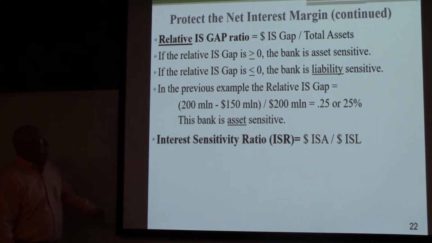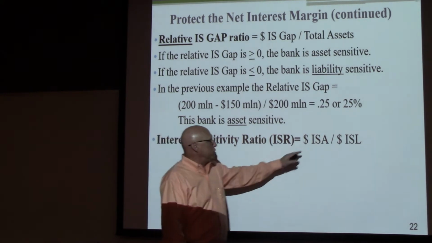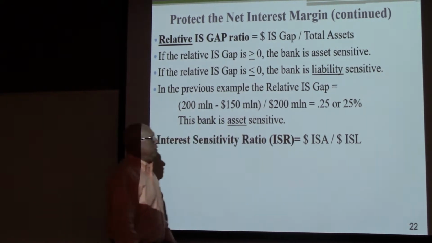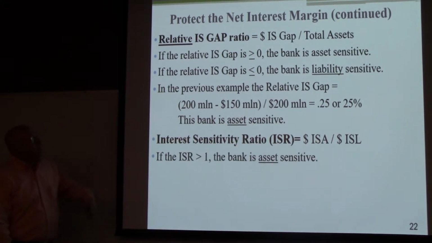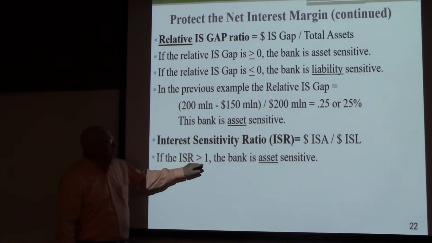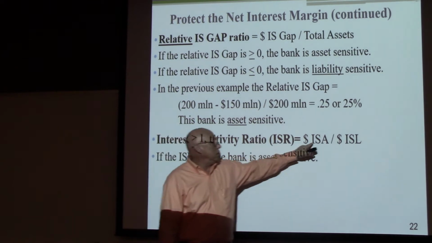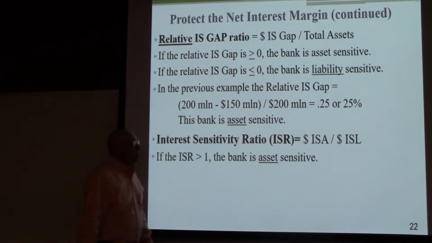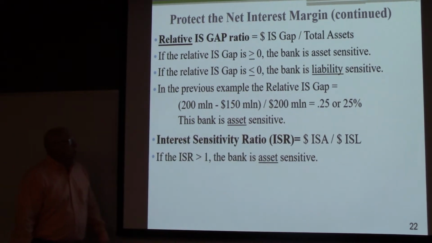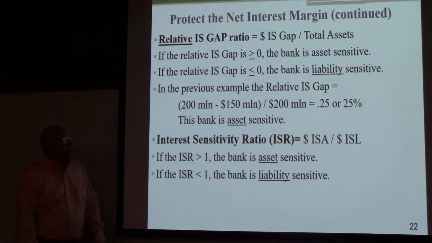And then lastly, we have the interest sensitivity ratio, which is the dollar amount of interest-sensitive assets divided by the dollar amount of interest-sensitive liabilities. It's a very similar way of computing it. If the ISR is greater than 1, that means assets are higher than liabilities, and the bank is asset sensitive. If it's less than 1, the bank is liability sensitive.